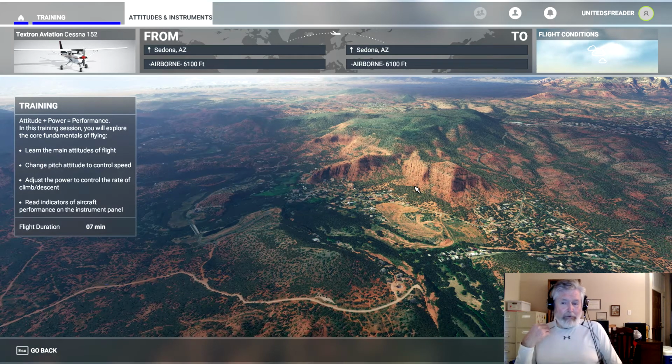In today's training, we're going to be training in Sedona, Arizona again. We'll look at attitude and power equals performance. In this session, we'll explore the core fundamentals of flying and learn the main attitudes of flight, changing pitch attitude to control speed, and adjusting the power to control the rate of climb and descent. And we'll read indicators of aircraft performance on the instrument panel.